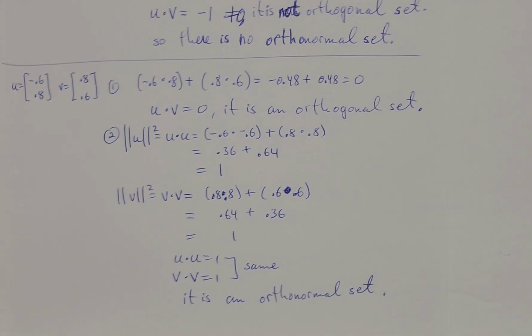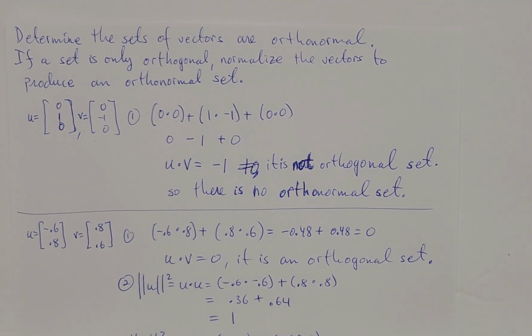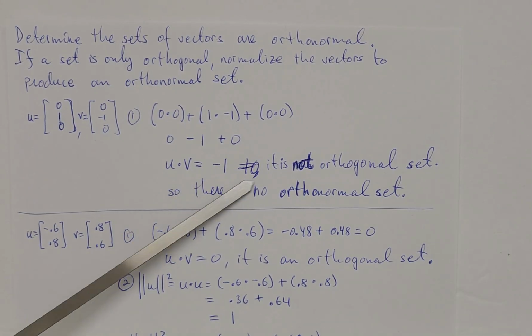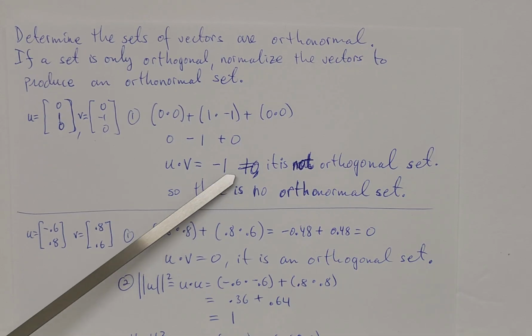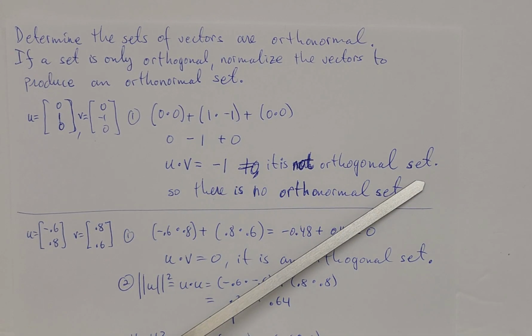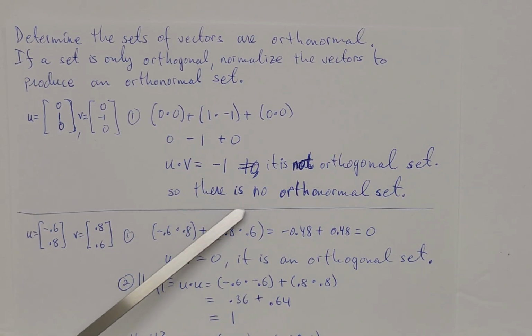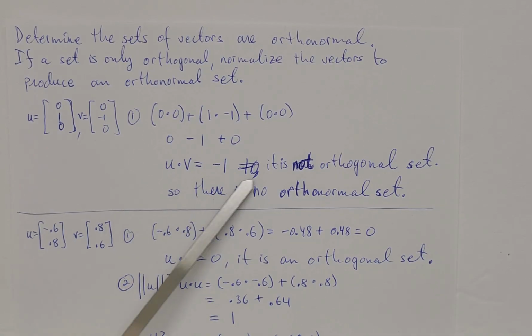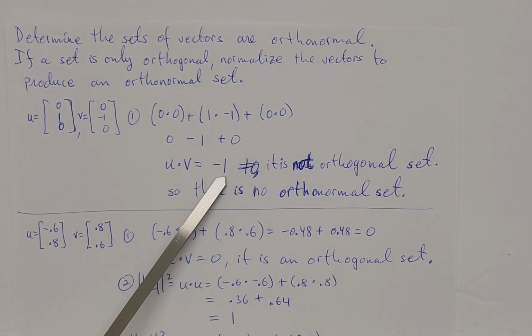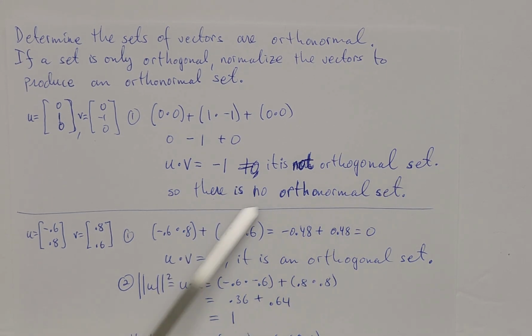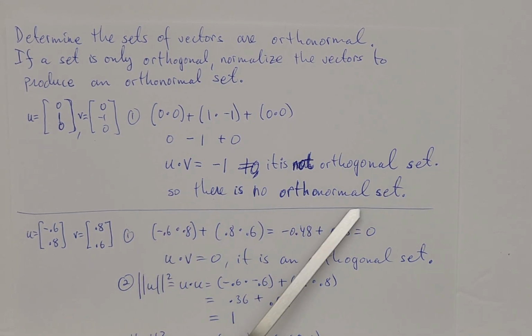Okay, so just for a recap: if the answer is not 0, then it is not orthogonal, and therefore it is also not an orthonormal set. One more time: if the solution is not 0, then it is not orthogonal, so there is no orthonormal. We can stop, we don't have to do any more.